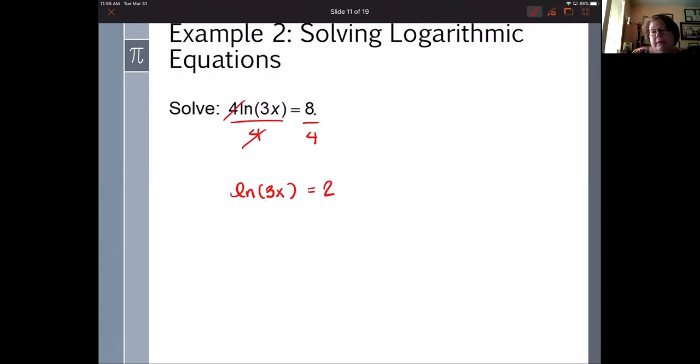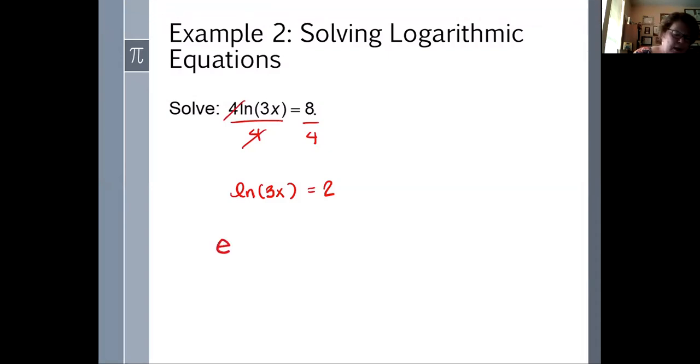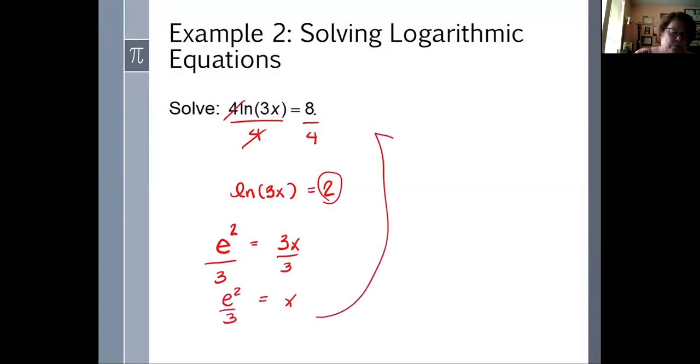Now I'm going to write this in exponential form. So my base, the base of the natural logarithm, is the number e. The power that I'm raising the e to is the second power, and that's going to be equal to what I'm taking the log of, which is 3x. Now I need to solve for x. I would do that by dividing both sides by 3. And I get x is equal to e squared over 3. And that is an exact answer.